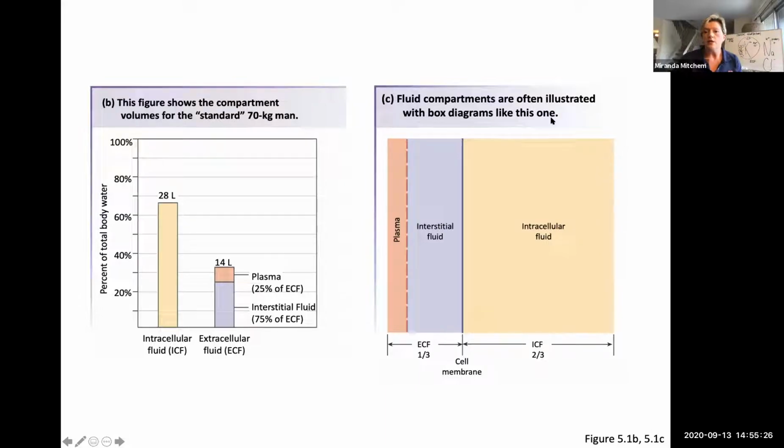So looking at the distribution of the fluid in our body, probably the right figure here is a little easier to see. Two thirds of the fluid is intracellular fluid, and the other third is extracellular fluid, with about 75% of the extracellular fluid being interstitial fluid and only 25% being plasma.